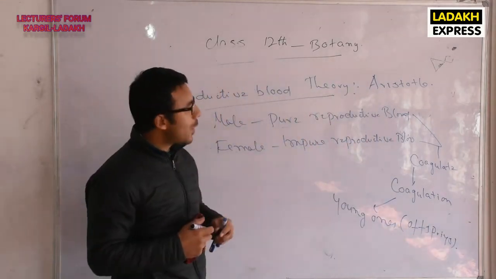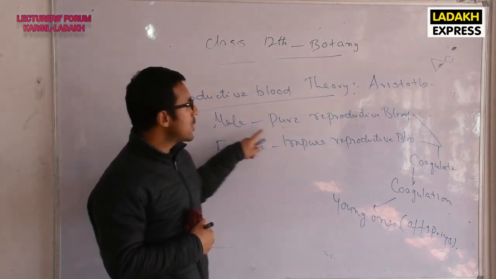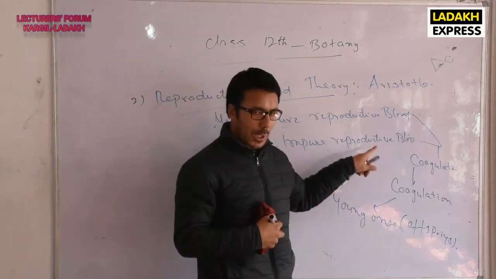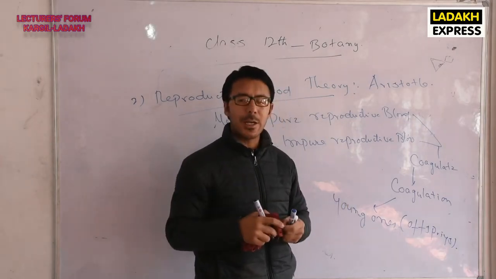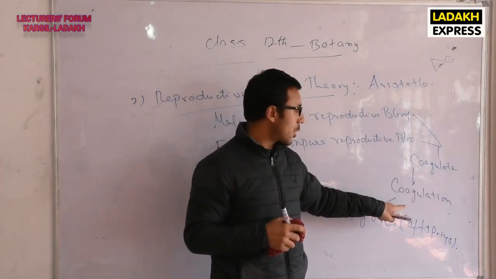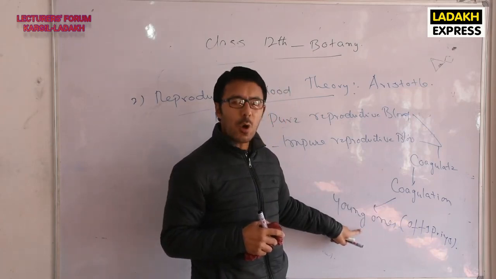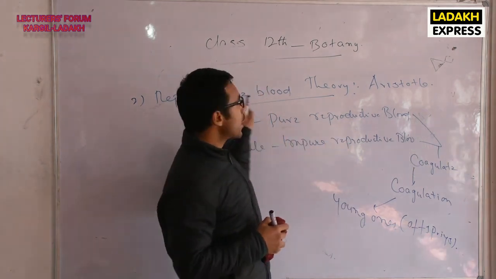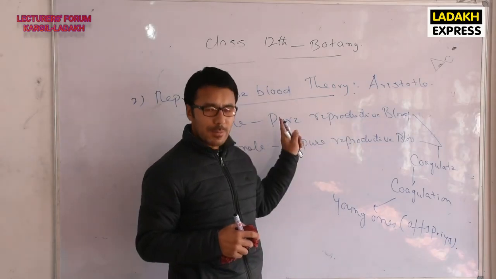So this is what Aristotle believes. The male produces pure reproductive blood, and the female produces impure reproductive blood. The pure and impure reproductive bloods come into contact, they coagulate, and after coagulation they form young ones, offspring. So the transfer of character in the reproductive blood theory takes place through two types of reproductive blood.